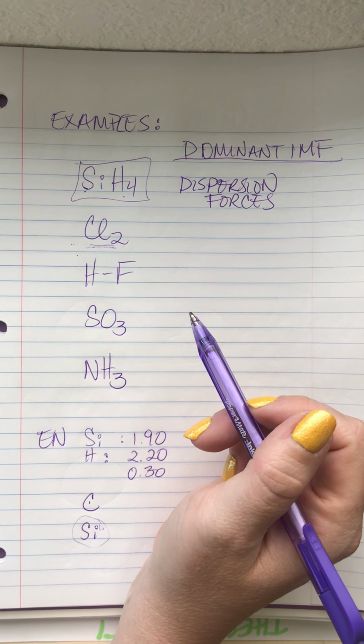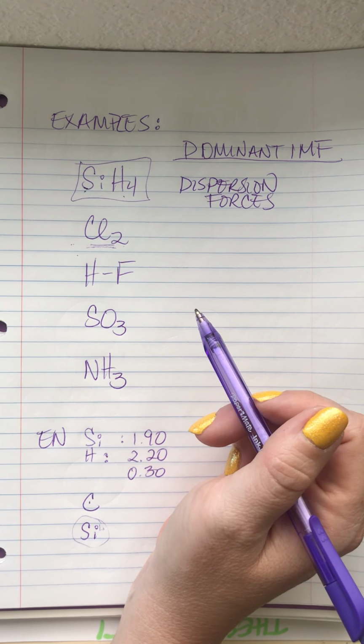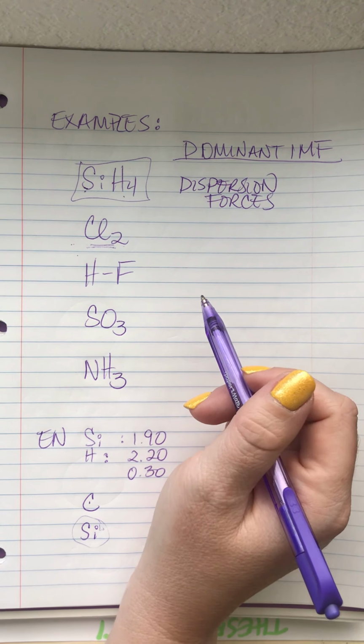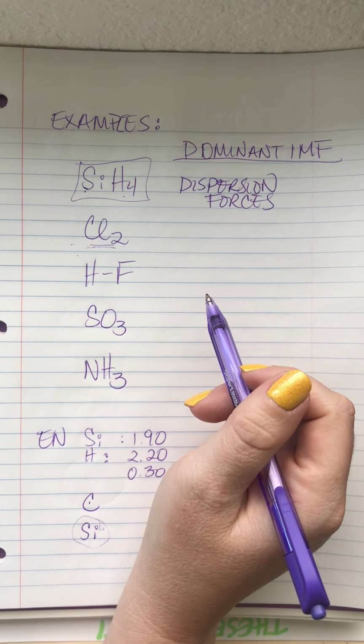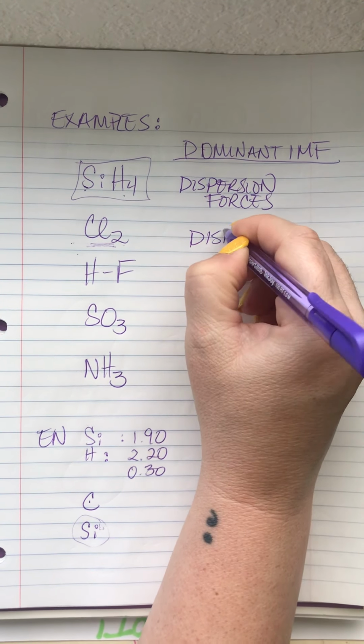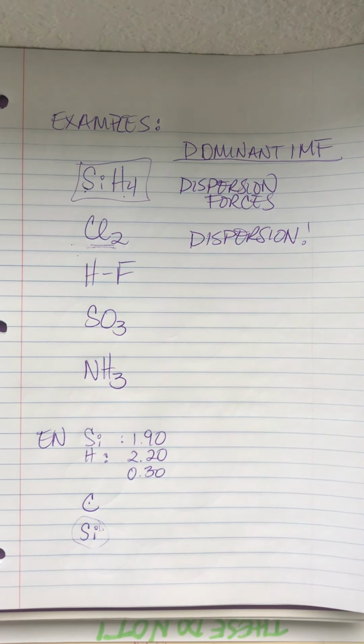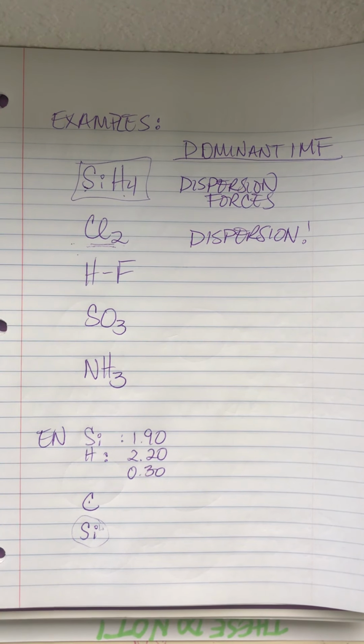What did you say, Harrison? It's going to be dispersion because it's two of the same things, so the electronegativity difference is 0. Exactly. Right? Does that make sense, guys?